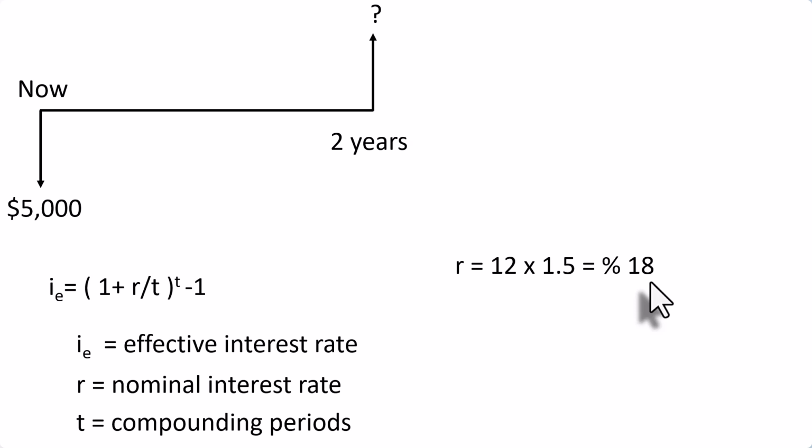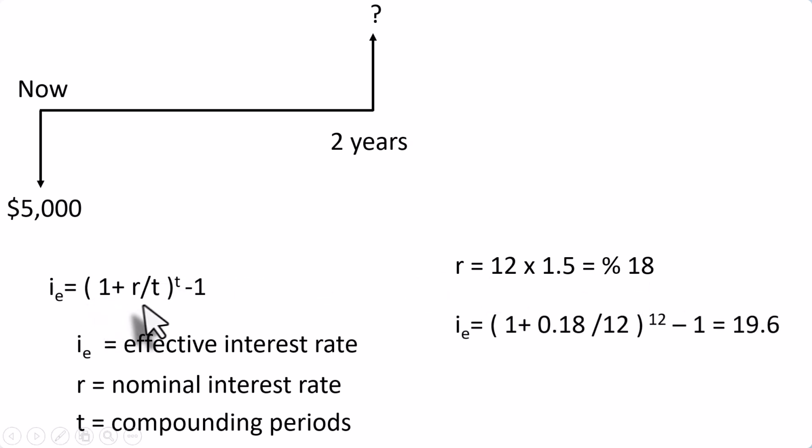Now, what about t? t is the compounding periods. When I'm considering the yearly rate, the number of compounding periods in 1 year is going to be 12. Why is that? Because the question told me that interest is paid at the end of each month, meaning that in 1 single year, I have 12 compounding periods. Therefore, I can go ahead and complete this formula.